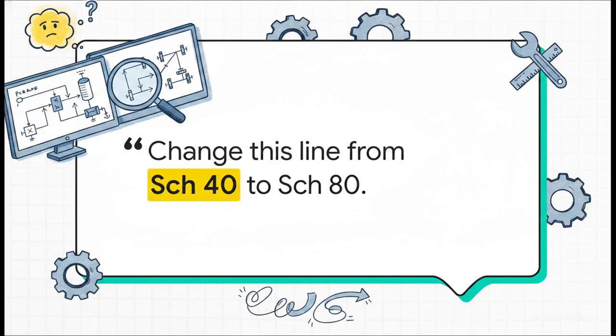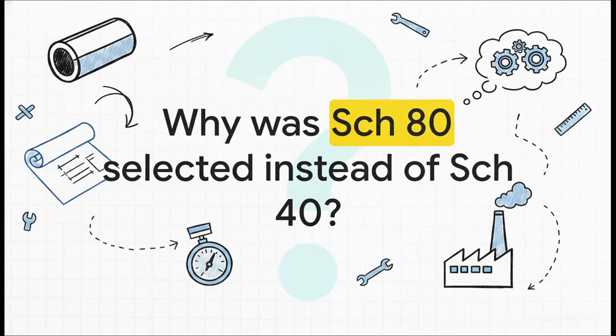Now, to a fresh engineer, a comment that looks that simple feels like an absolute trap, right? So, to actually solve this mystery, we have to start asking the right questions. Namely, why was Schedule 80 selected instead of Schedule 40? What actually drove that specific decision?